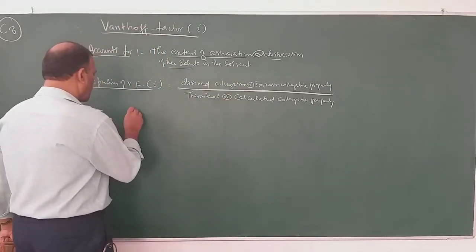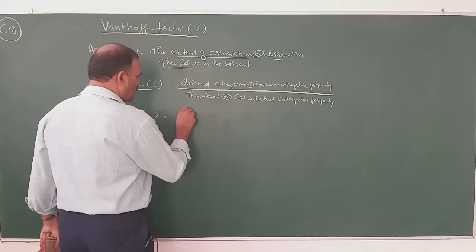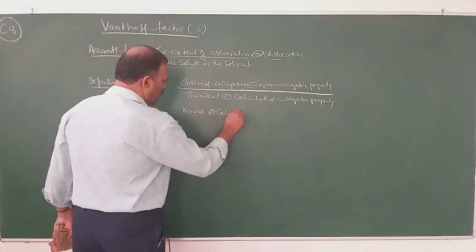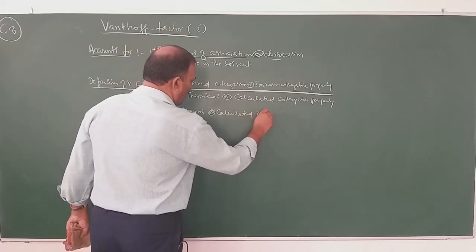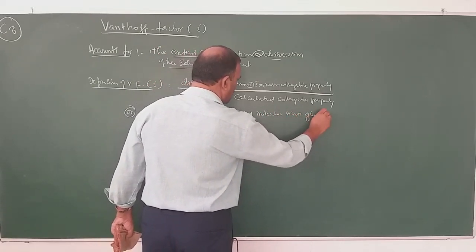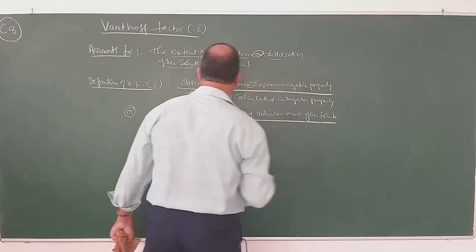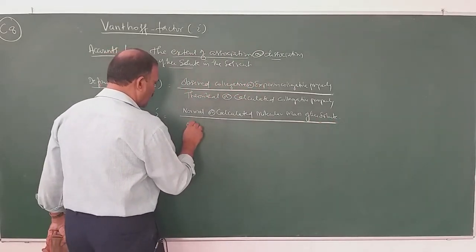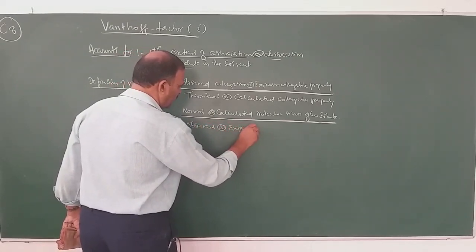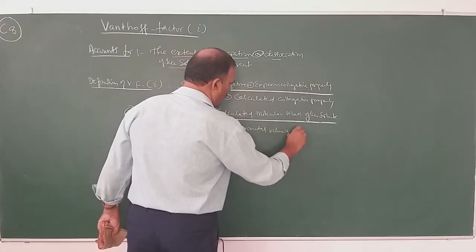Or the Van 't Hoff factor is also called the normal or calculated molecular mass of the solute divided by the observed or experimental value of molecular mass.